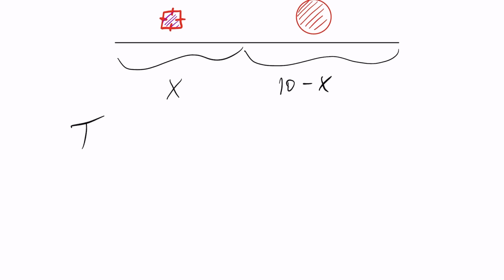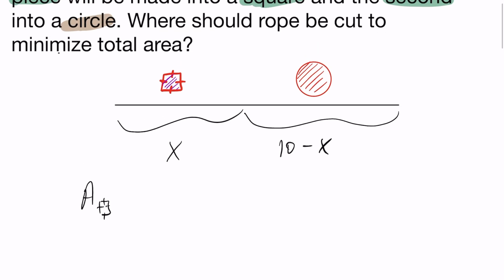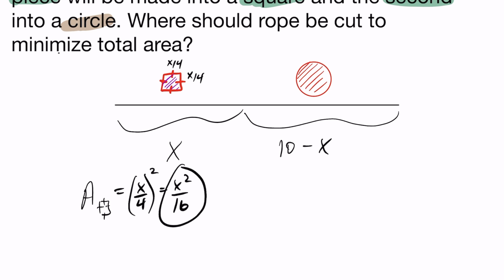So let's put A for area, and the area of a square is just length times width. Now if the whole length I have to work with is x, that would mean that each side of this square is x over 4. So the area will be x over 4 times x over 4, or x over 4 squared. So actually you get x squared over 16 represents the area of the square.